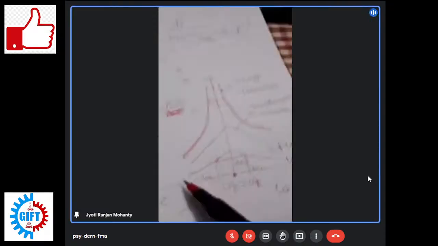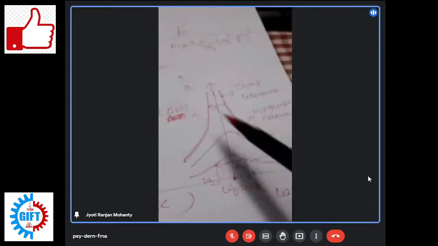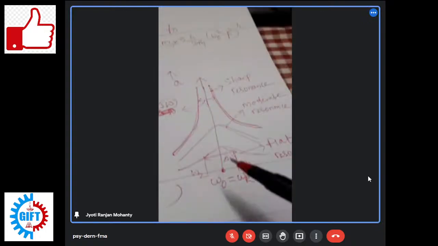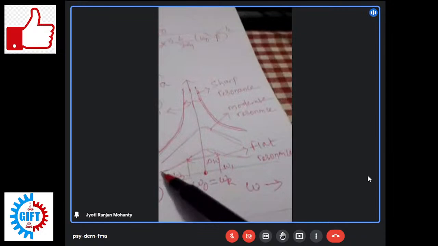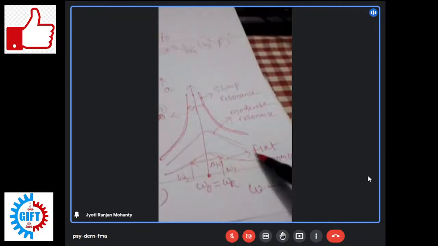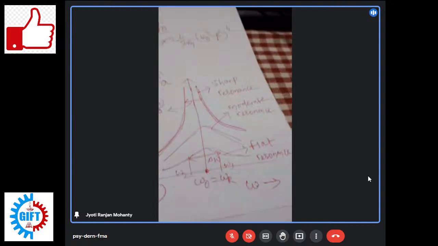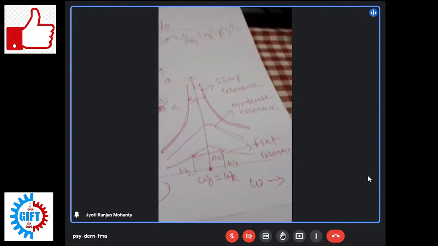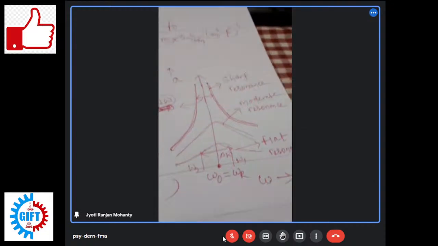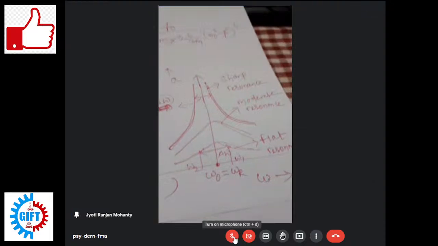You draw this diagram. Already I have done it. This is the x-axis, this is the y-axis. You plot the graph. One graph is like this. Look here, all of you look. I want to share. Is it visible or do I have to share the screen? Visible, sir. Okay.